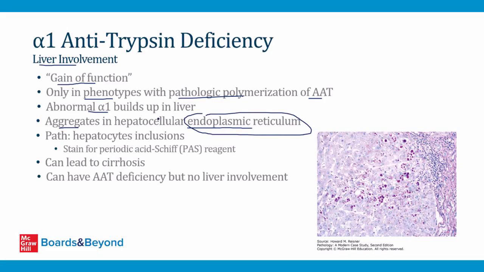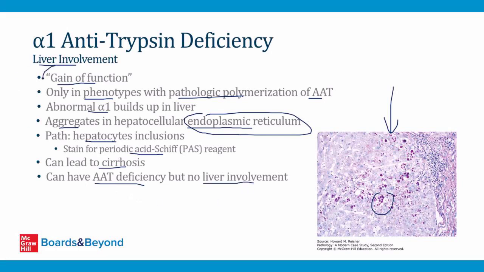And you can actually see this on pathology. So if you look at liver tissue under the microscope, you can see inclusions inside the hepatocytes that stain for the PAS reagent. This is a picture of what they look like on the slide here. All these dark spots here are clumped up alpha-1 that's built up inside the endoplasmic reticulum of liver cells. Over time, this can lead to cirrhosis, but remember, this only happens in certain phenotypes, so it is possible for patients to have alpha-1 antitrypsin deficiency without liver involvement.